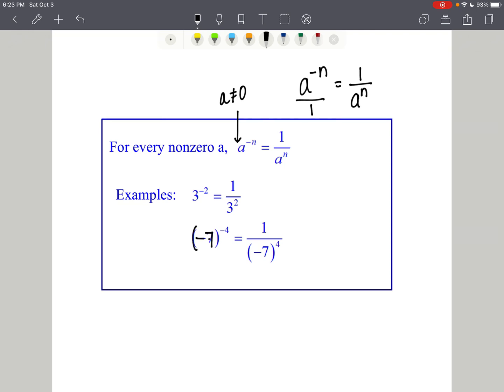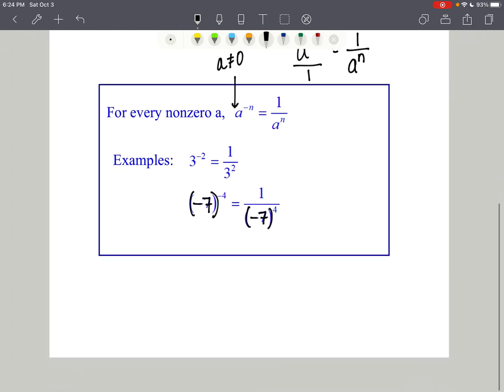Negative 7 to the negative 4 power. Negative 7 is the base. It is not going to change its sign. It is only the exponent that changes its sign.